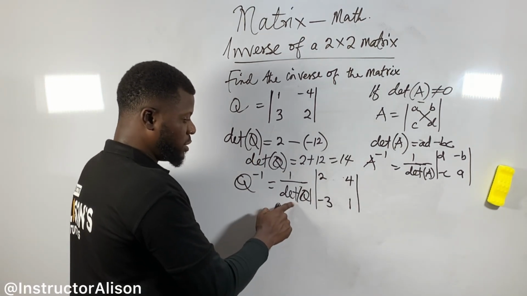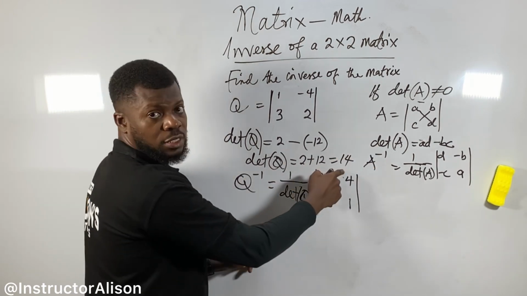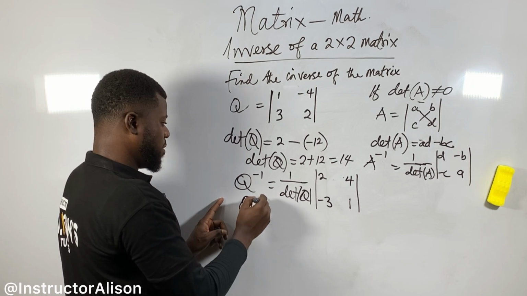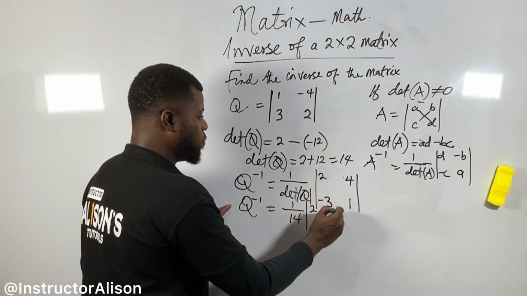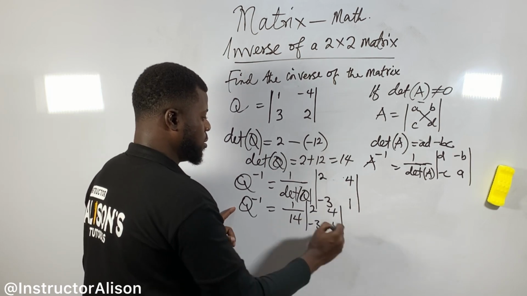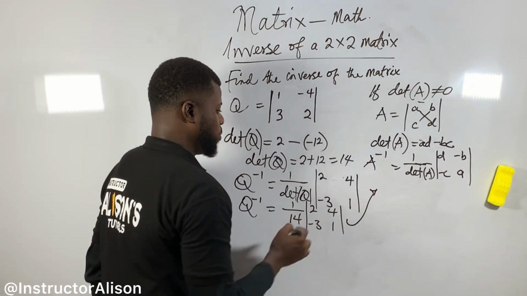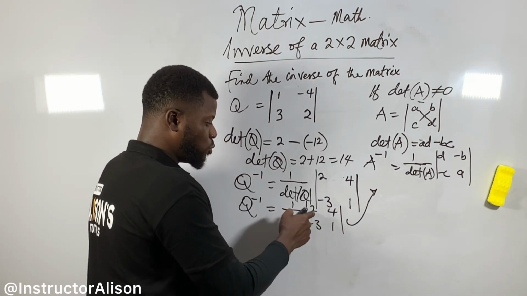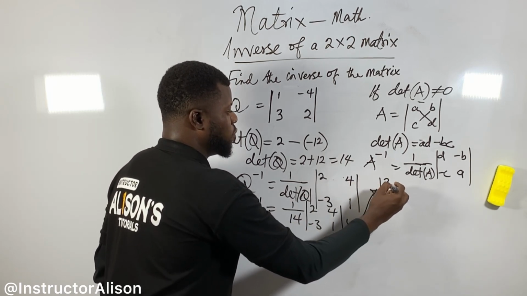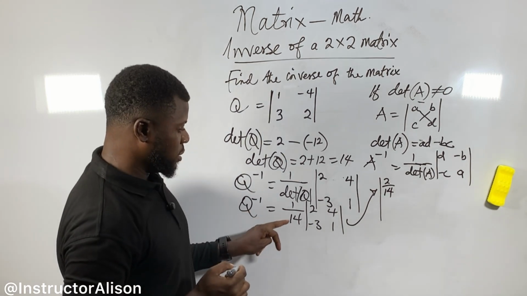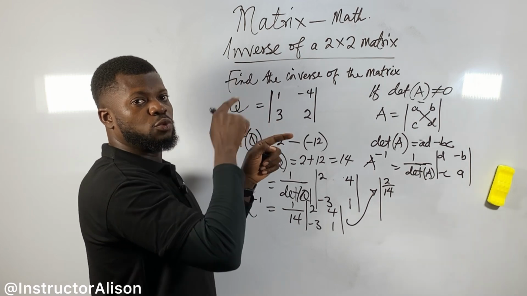Remember, the determinant of matrix Q we already got as 14. So the inverse of matrix Q equals 1 over 14 times the matrix 2, 4, negative 3, 1. Now you multiply 1 over 14 by each of these entries. 1 over 14 times 2, that means 1 multiplied by 2 gives you 2 over 14.